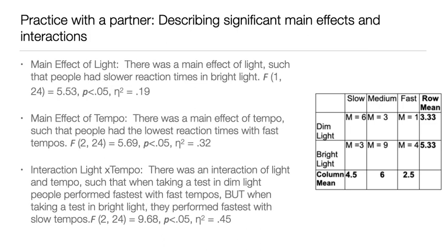On all three of those, notice that we have our F statements. We need to make sure we have our F, our degrees of freedom, equal to our calculated F value. We want to say whether we rejected or failed to reject. Here we rejected at 0.05, and so p is less than 0.05 for all three of those. And we've indicated those eta squareds, those effect sizes.